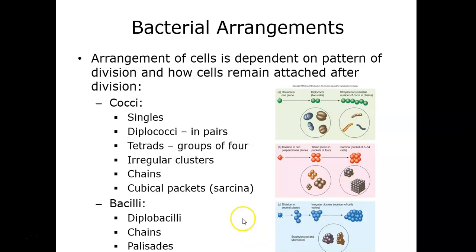Bacilli or rods, on the other hand, can be diplo, in pairs. They can be in chains, which we call, again, strepto. And they can also be in this palisade arrangement, almost like a picket fence appearance.